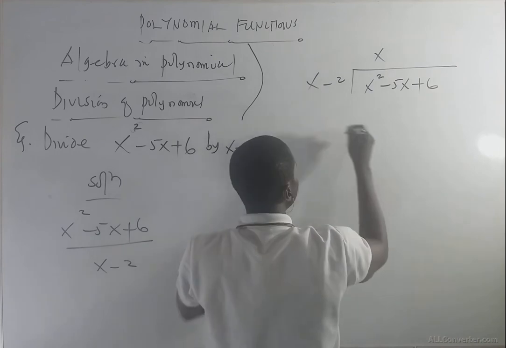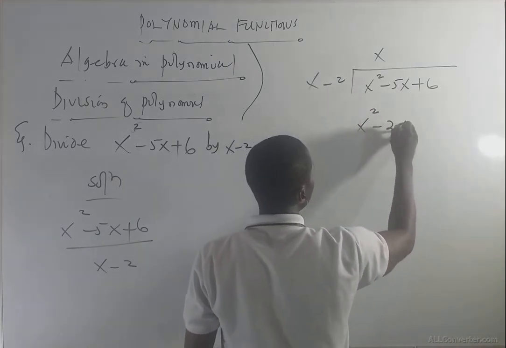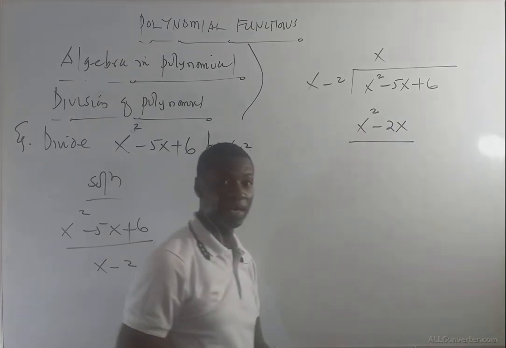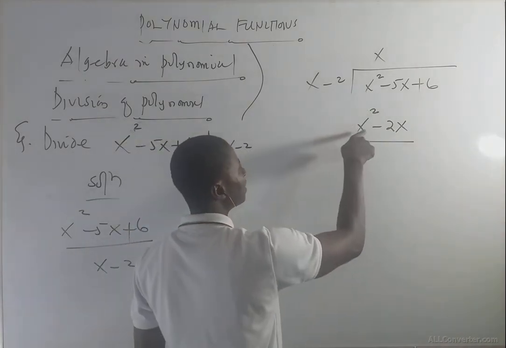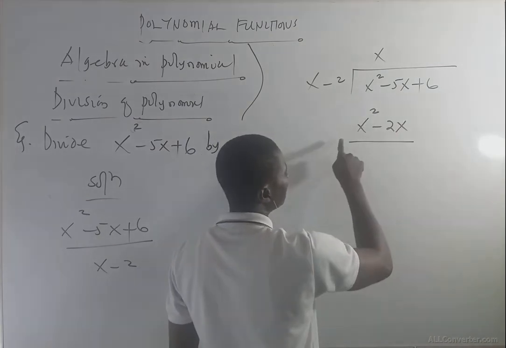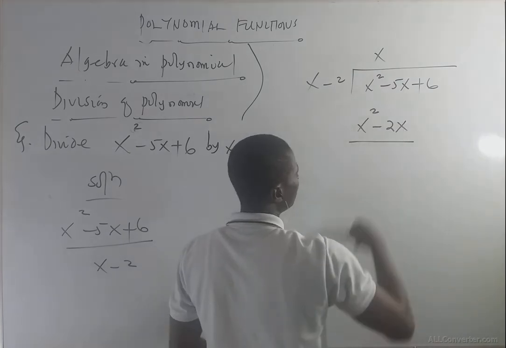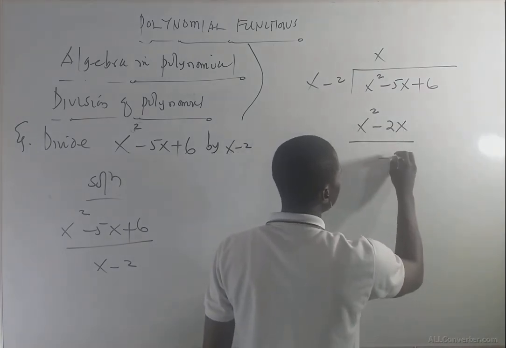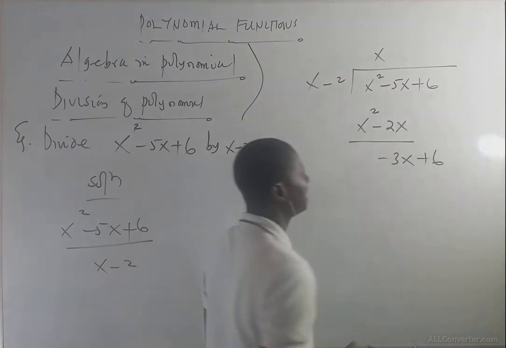So x times x will give us x squared. x times minus 2 will give us minus 2x. We underline, so you know where the bracket and the minus is. So x squared minus x squared is 0. Then minus 5x minus minus 2x will be minus 5x plus 2x, and that will give us minus 3x. Then the only term we have up there is plus 6, so we bring it down.